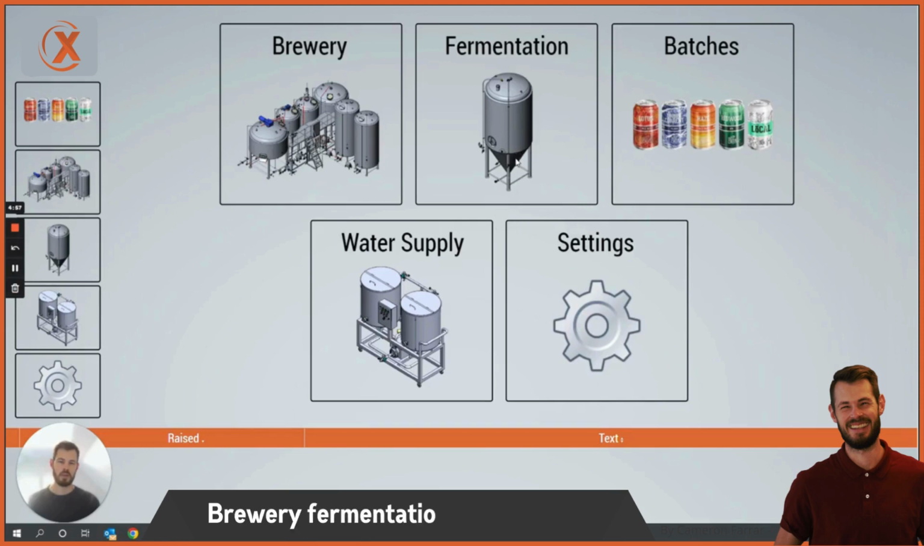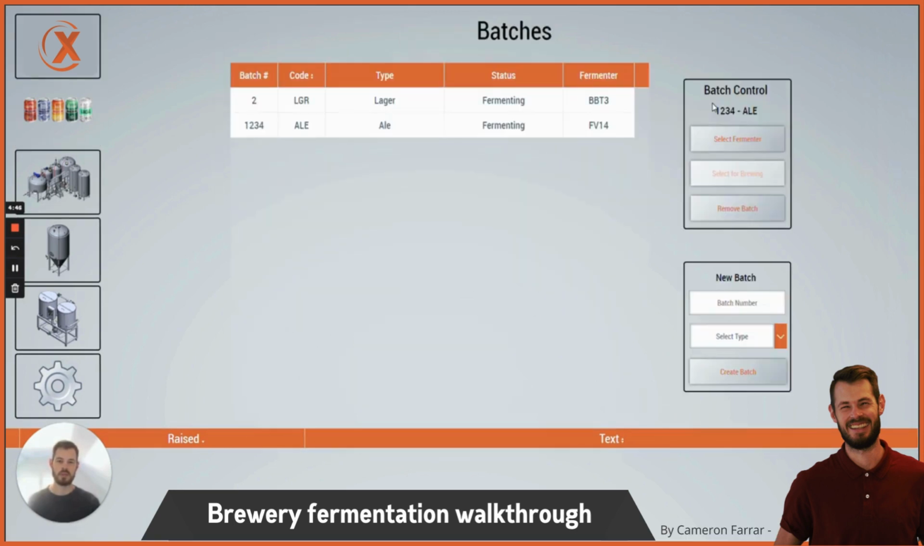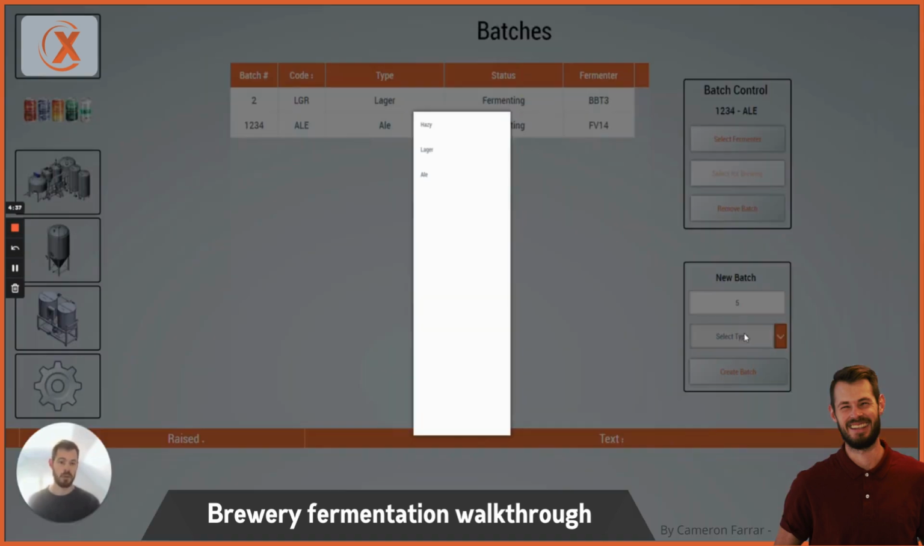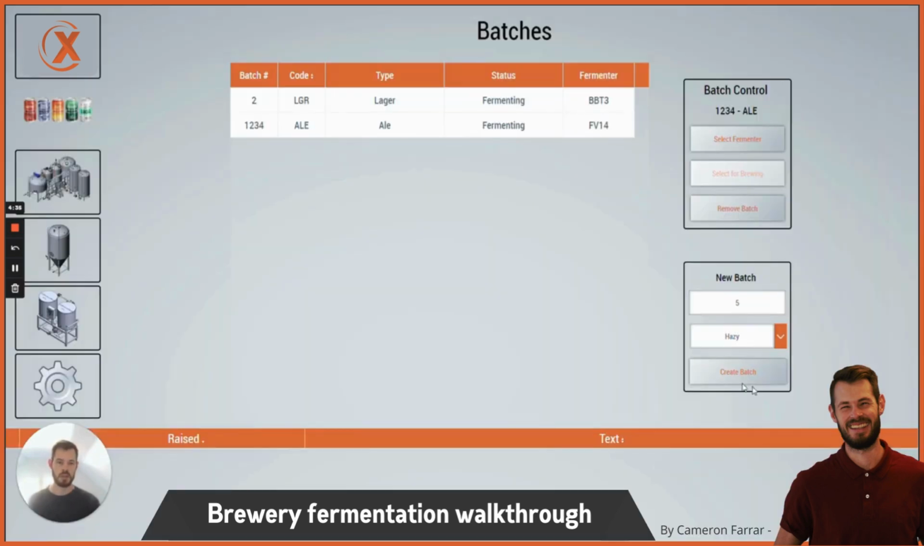Hey guys, I'm going to show you an example of batch recipes for a brewery and the fermentation control that we've implemented. So here's just the home screen, but we'll go into the batches first. You can see there's a couple of batches already fermenting. We'll create another batch here, so number 5, and it's going to be a hazy today. So create batch, just a push button for that.